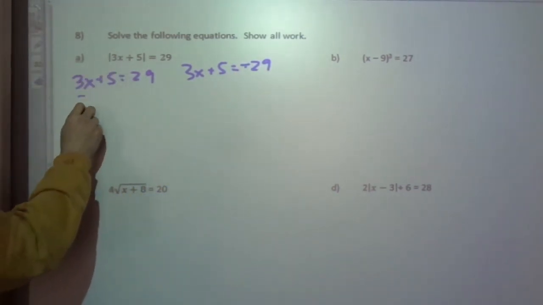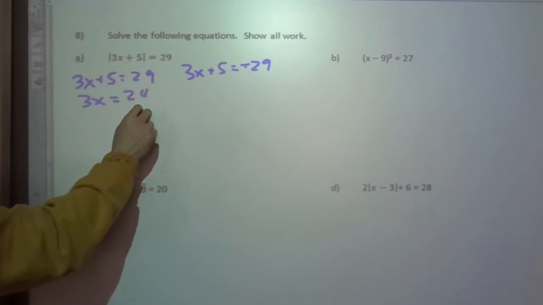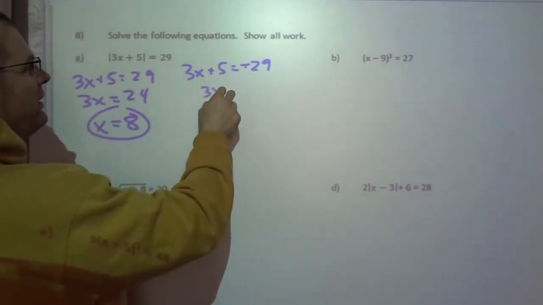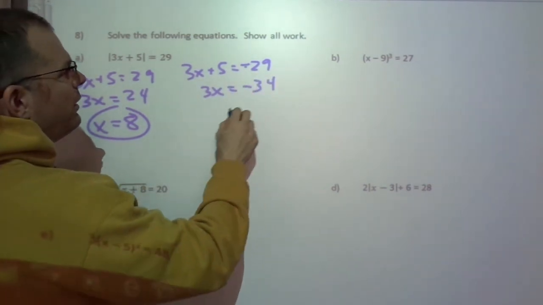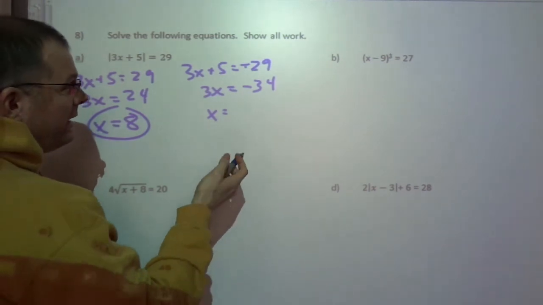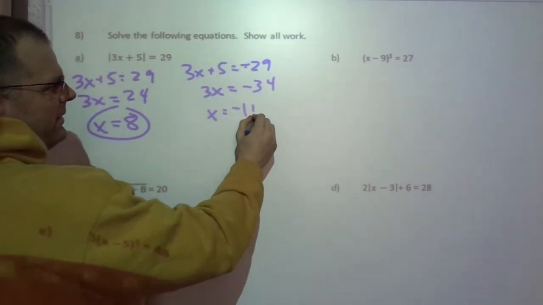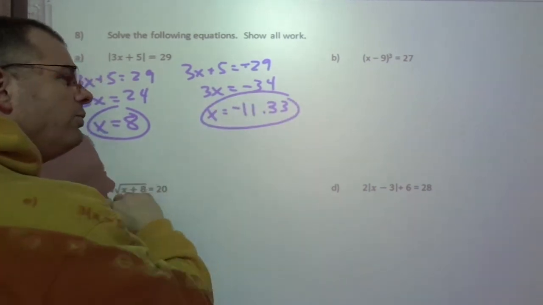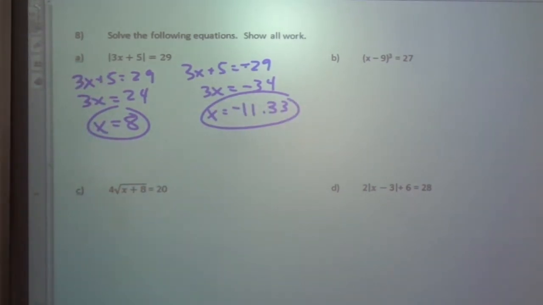Then I just solve for x. This one's 24, so x is equal to 8. Or this one is negative 34, so x is negative 34 divided by 3, that's going to be 11 and 1/3. So let's say 11.33. Those are the two values for x.